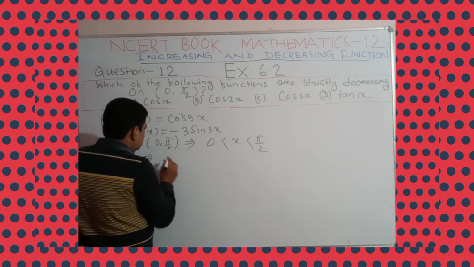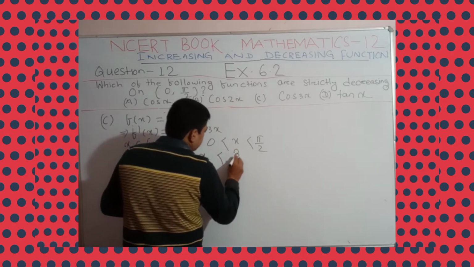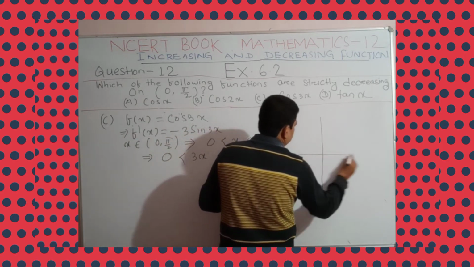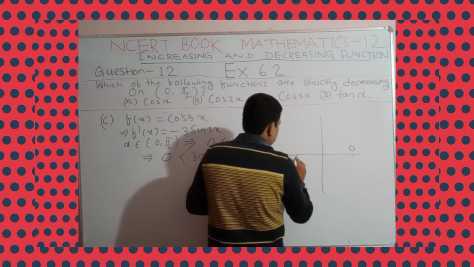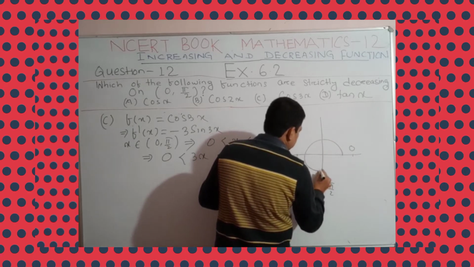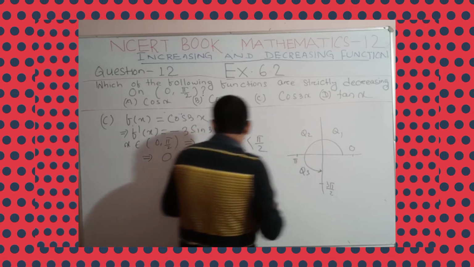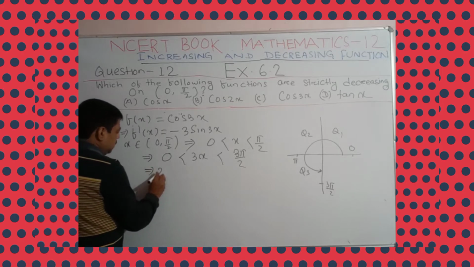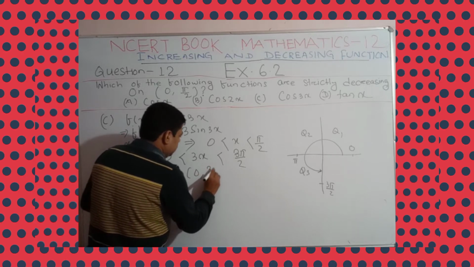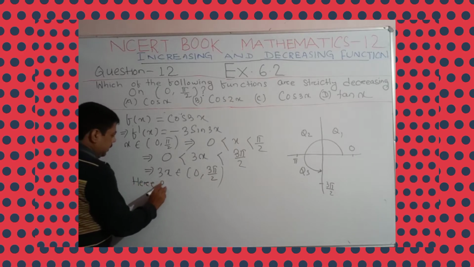3 into 0 is what? 0 is less than 3x is less than 3 pi/2. 3 pi/2 means which quadrant? You see, the angle lies in which quadrant? 0, this is pi and this is 3 pi/2. Understand or not? So first quadrant, second quadrant and third quadrant. It means 3x belongs to 0 to 3 pi/2. Understand? So you see, here the 3x divides.